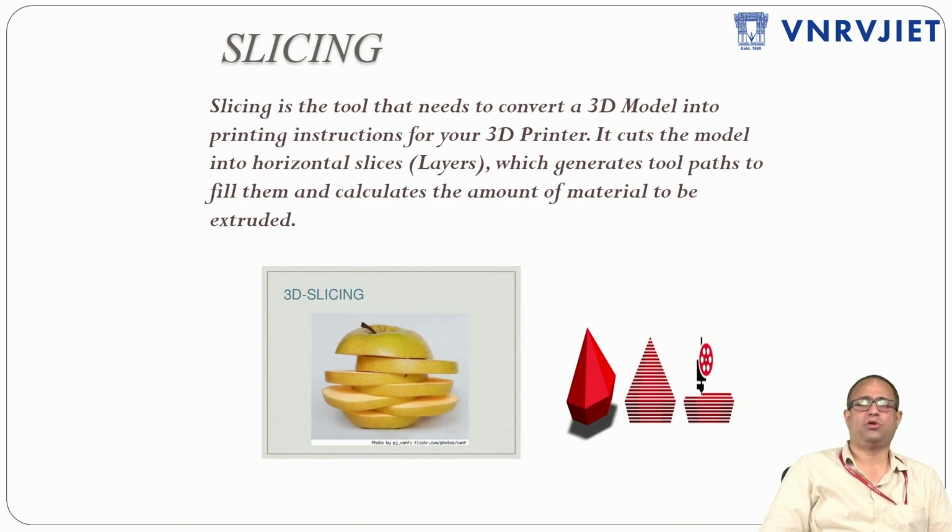Then what is meant by slicing? Slicing is the tool that converts a 3D model into printing instructions. For example, if you take a simple apple, it is sliced layer by layer. Each slice is used to generate the tool paths, meaning how to lay up the material, and to calculate the amount of material to be extruded. All the layers are laid up one after another until completion. These layers are called slices.